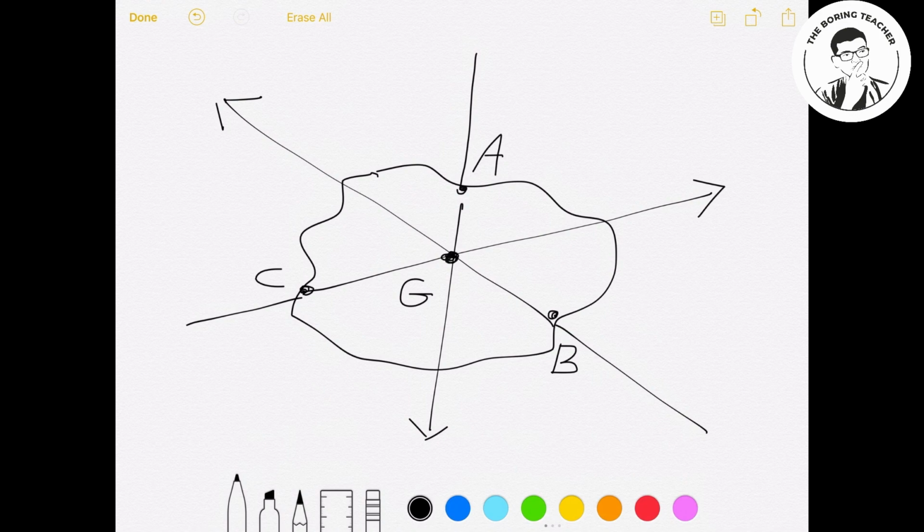So for finding the center of gravity of an irregularly shaped surface, we have to tie or suspend it at three or four different points. Just mark the arrows that show the vertically downward direction, and wherever those arrows intersect will give you the center of gravity of that surface. Simple, isn't it? I hope you have understood center of gravity and the concepts related to it.